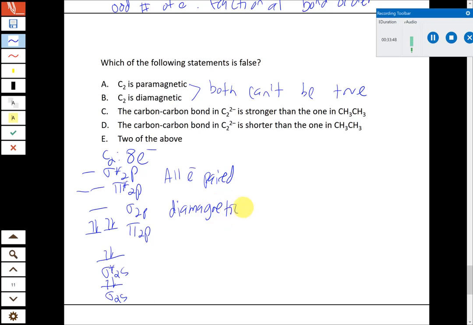All right, so this one is true, but this one we're looking for the false statement is one of our false statements. We'll put a star next to it. Now we have to decide if C and D are also false, one or both of those. Or I guess in this case, one of those two could be false to give two of the above as the correct answer.